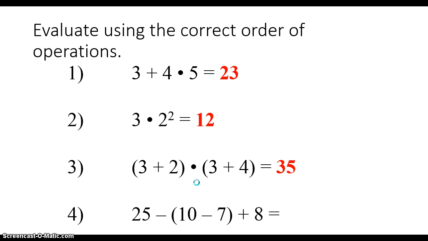And in number 4, I need to do the order of operations, meaning I need to do parentheses first, so 10 minus 7 is 3. And then I'm going to bring down what I have here, left over. Next I would add or subtract left to right, because there's no multiplication or division or exponents. And I add or subtract whichever comes first, left to right. So 25 minus 3 is 22, and 22 plus 8 gives me 30. Notice I had to subtract first because that came first in my expression.